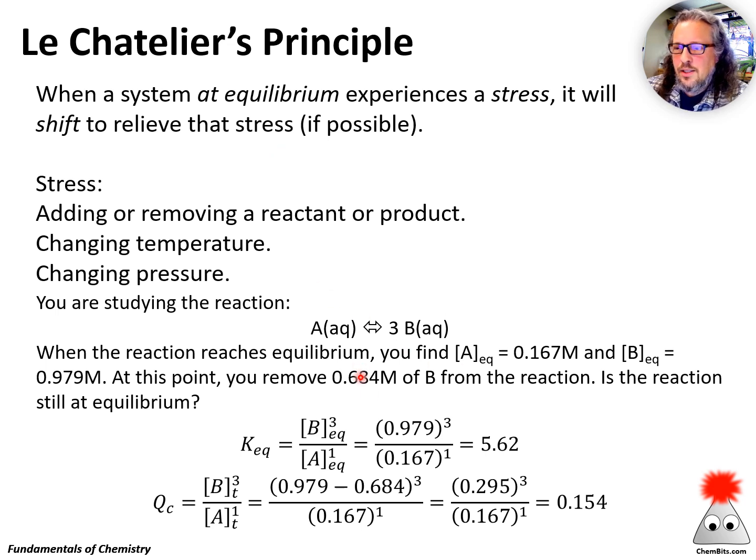So let's go back to the problem we just looked at, right? We have a system at equilibrium, and it's going to experience a stress. We've removed some B, and it will shift to relieve that stress. So it'll react more to get there. So that is adding or removing a reactant or product.